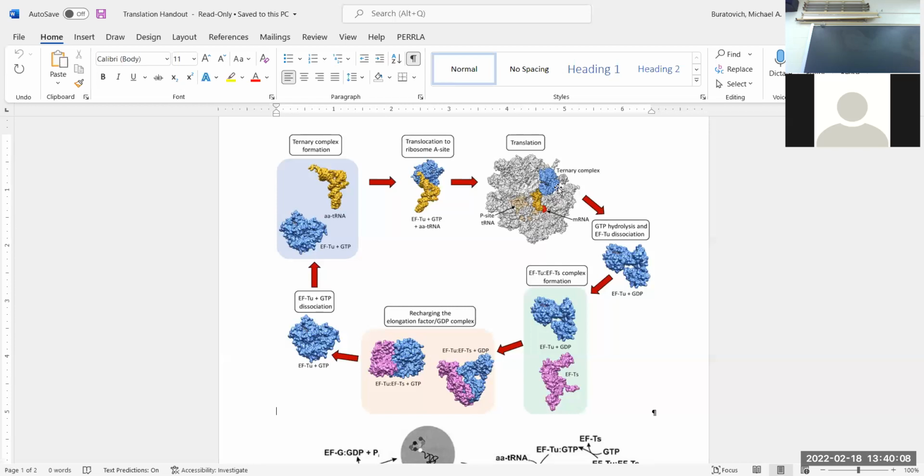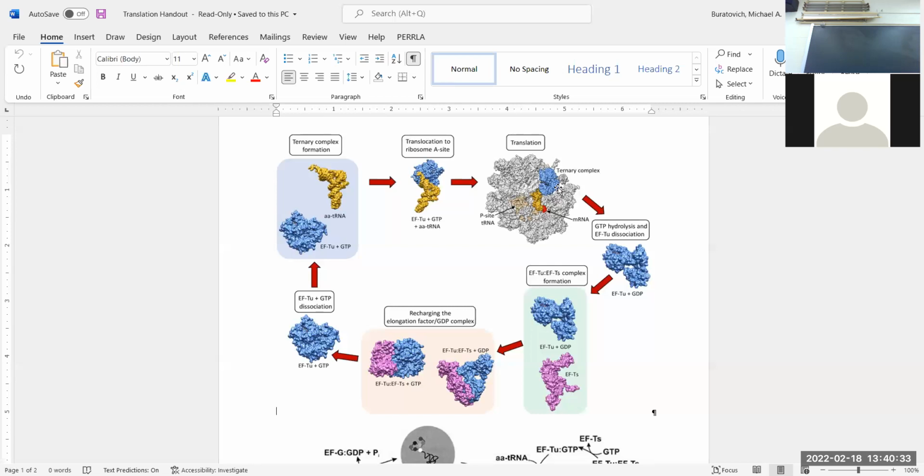So it tickles the TU, and the TU changes conformation, and it lets go of the GDP, and the GTP now binds to it. This protein then locks onto the GTP, and in this conformation around which it's locked, it has a very high affinity for charged tRNAs. It has a very low affinity for uncharged tRNAs.